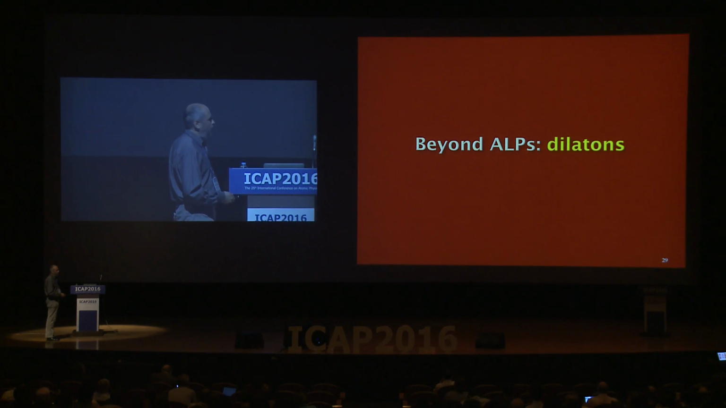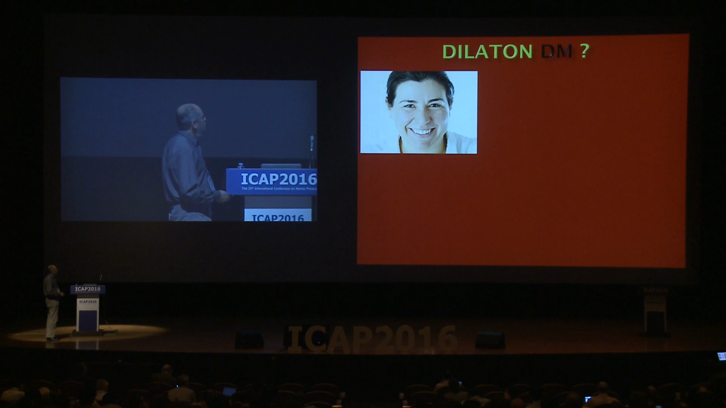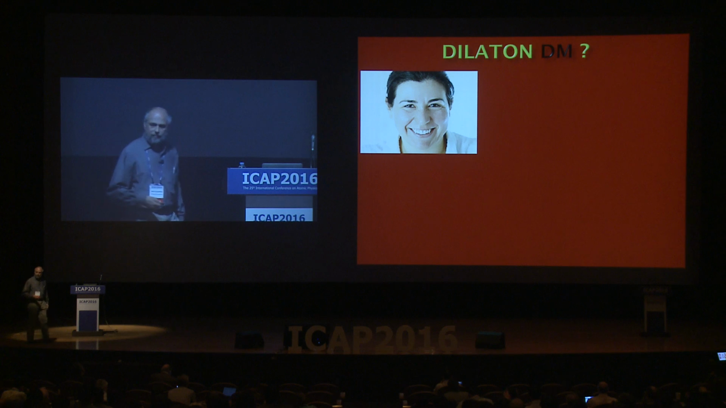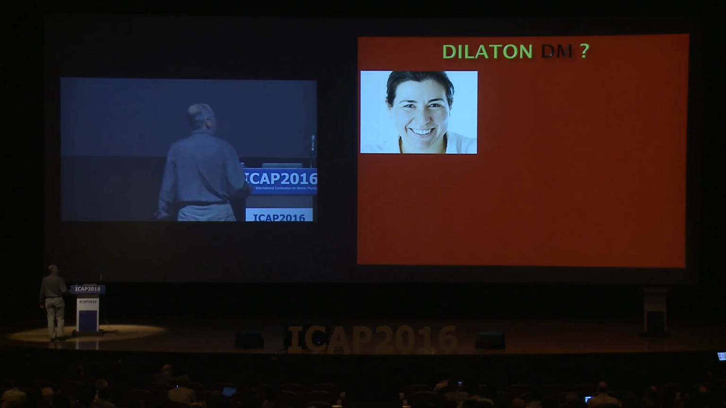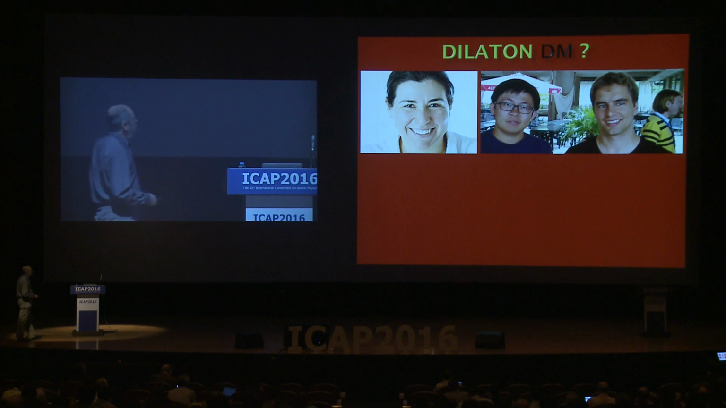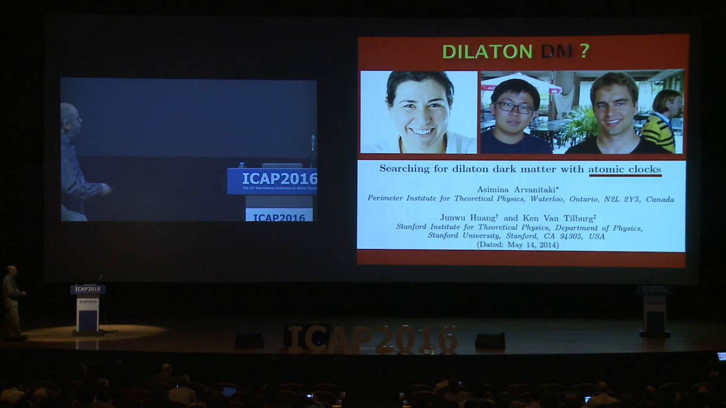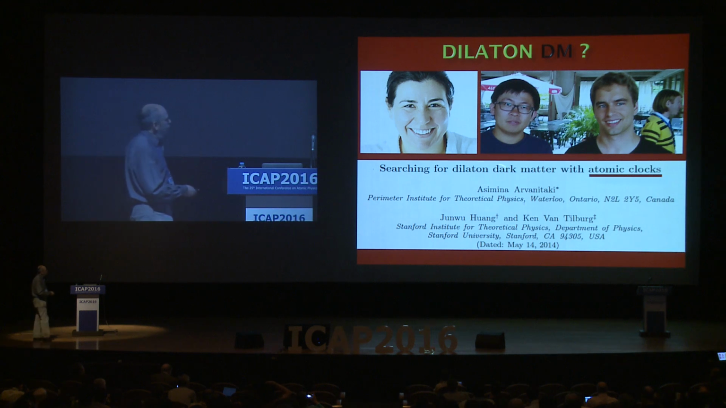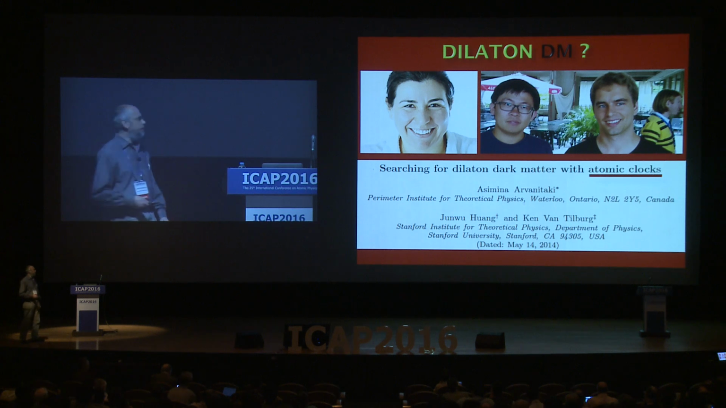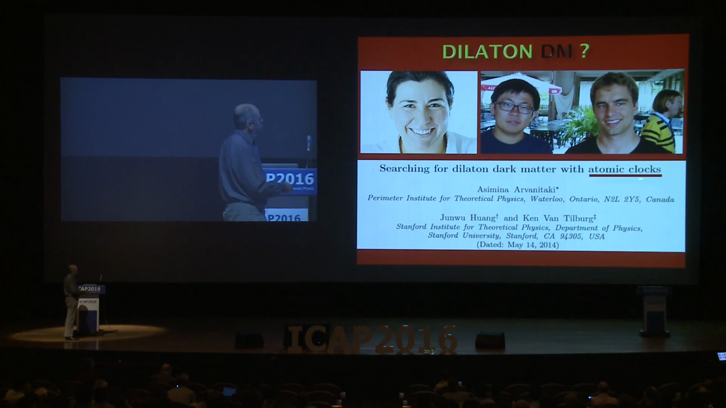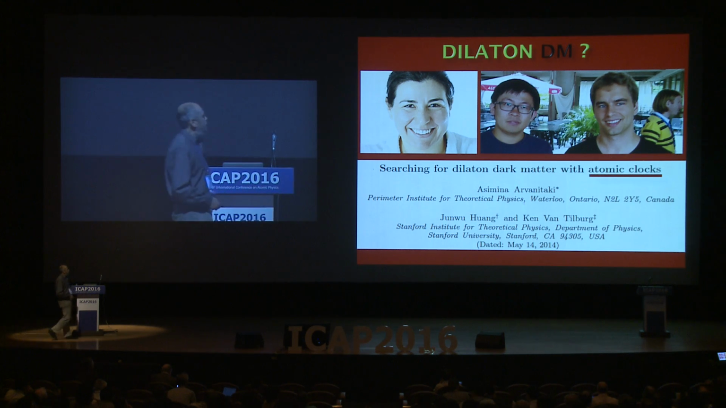Now I have to move very quickly because I have only 2 minutes left. There are things that could be dark matter beyond axions. And there's a beautiful idea put forward several years ago by Asimina Arvanitaki and her students that the particle called the dilaton could also be dark matter. And this is not a pseudoscalar like the axion is, but a scalar field that arises in some string theory models.